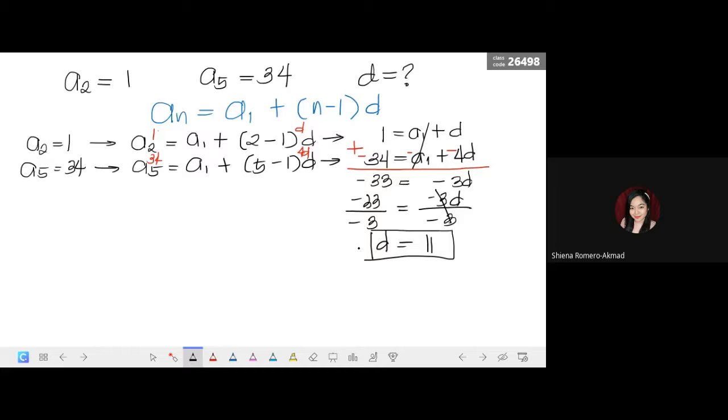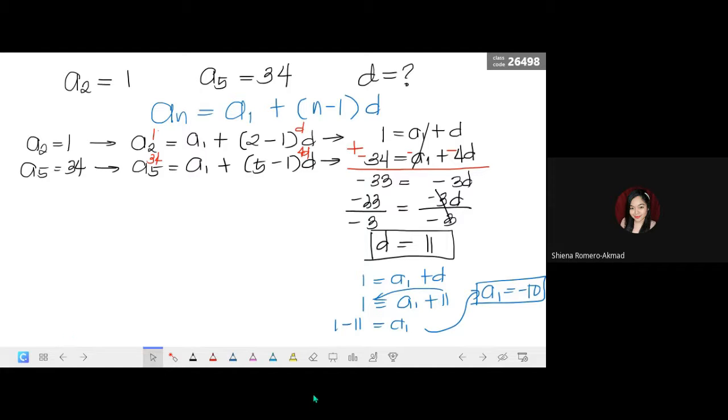Right? Then, sabi ko sa inyo, pili lang kayo dyan ng isa. Let's say, ang napili nyo ay yung A sub 2, and magso-solve naman kayo ng first term. So, we have 1 equals A sub 1 plus d. So, we have 1 equals A sub 1 plus 11. Okay, then transpose natin to. We'll have 1 minus 11 equals A sub 1. So, what is A sub 1 now? A sub 1 now is negative 10. Okay, di ba? Yan yung tinuro ko sa inyo last time.